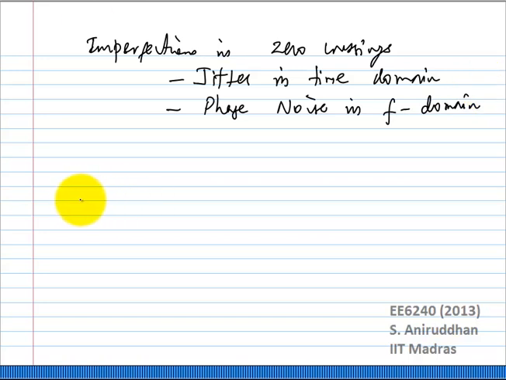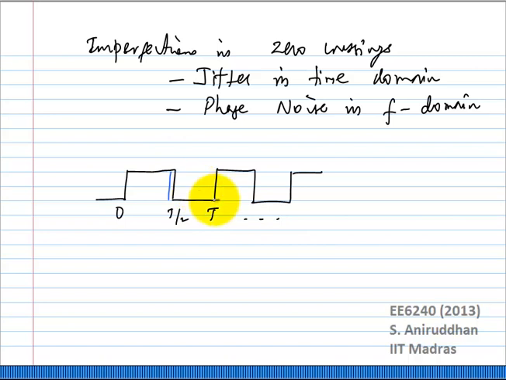So let me take a square wave. For example, I want 0, T by 2, T, and so on. However, if this zero crossing happened before, maybe this zero crossing happened after, that is very well possible, right? And what you will find is that at every zero crossing, because of noise in the circuit, you will find that the zero crossing does not happen exactly where you want it to. It happens maybe slightly before or slightly after.